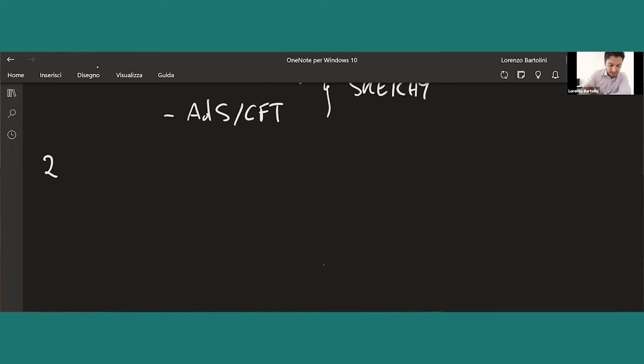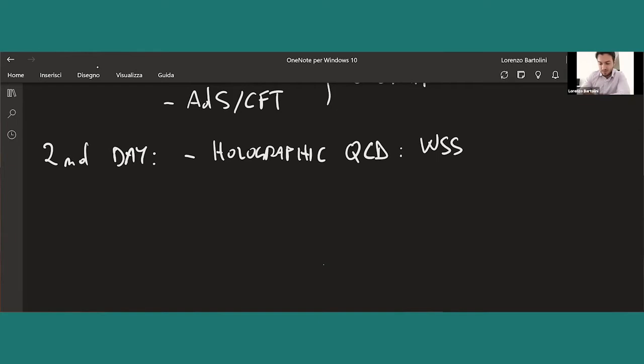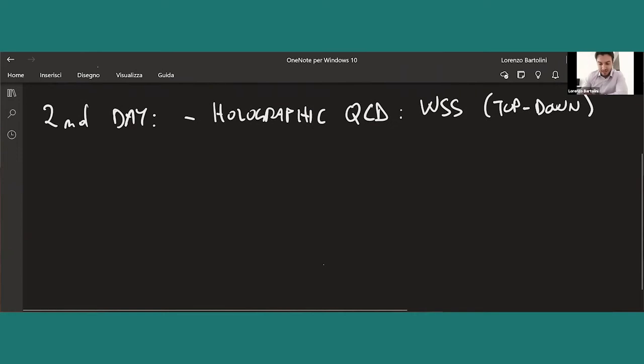So on the second day, we will introduce holographic QCD, and especially the model that I worked on the most, which is the Witten-Sakai-Sugimoto model, the top-down approach to holographic QCD, or the most important top-down approach. The fact that it's a top-down approach justifies the first day of introduction, so there is a lot of setup from a fundamental theory.